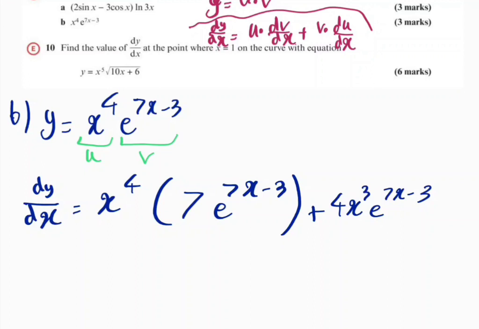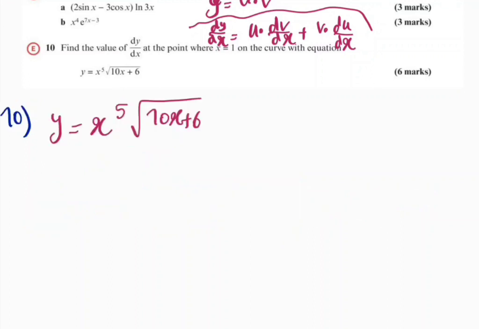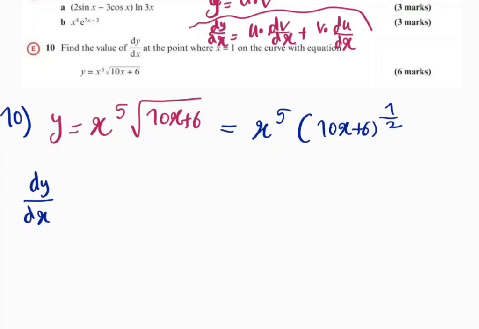Now let's do question 10. y is equal to x to the power of 5 times the square root of 10x plus 6. First of all, let's rewrite this as x to the 5 times (10x plus 6) to the power of a half, because dealing with this form when we want to differentiate is much easier. And now we can differentiate that so that we can find the gradient, or the value of dy/dx, at this point when x is 1.